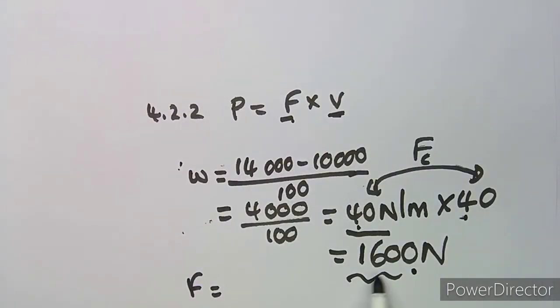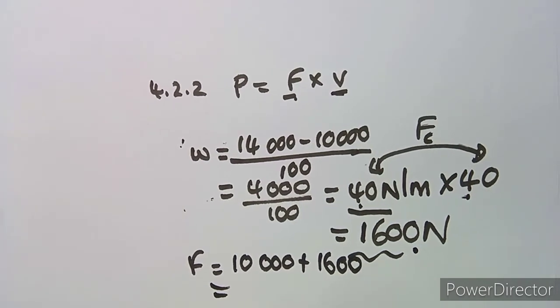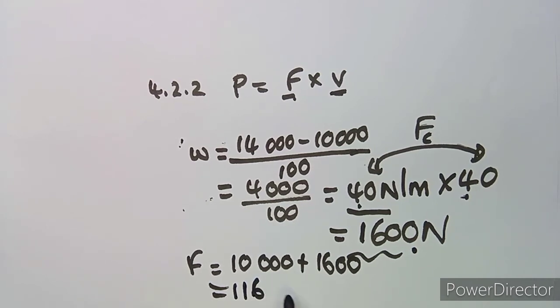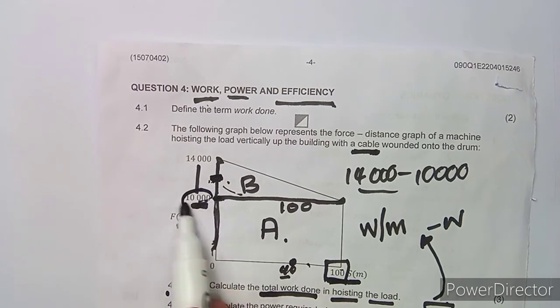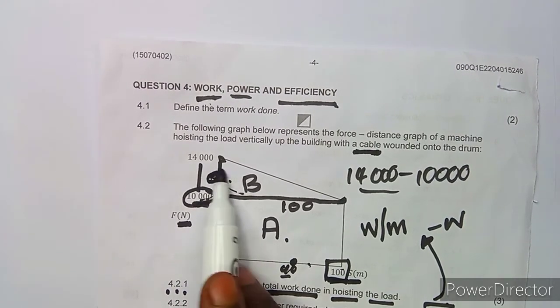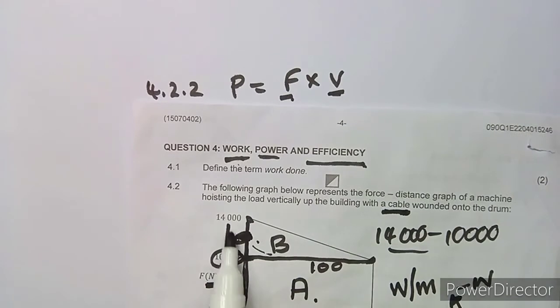Okay, so you add 10,000 plus 1600. If you add these two, you are going to obtain 11,600 newtons. So this is actually the resultant force. So you add the one that you obtained to this of 10,000. Take note, guys, you are going to add the two, so you're going to obtain 11,600, which is actually below this one.